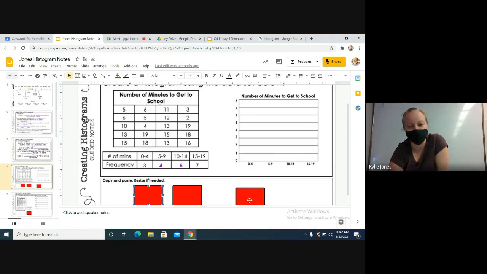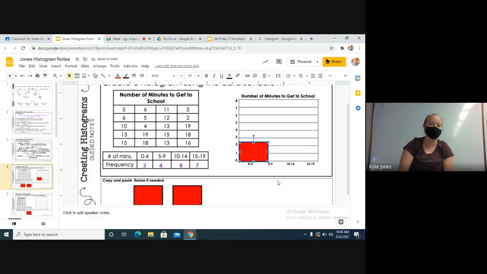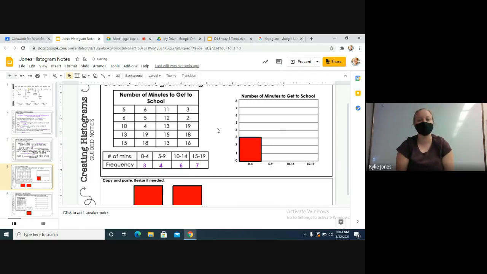Okay, so our first one, let's take one of these boxes. We need to go between 0 and 4, but it's not the correct height. How many numbers do we see that were between 0 and 4? There were 3, so we're going to make it a little bit skinnier so that it fits, and it needs to be a little bit taller to go up to the 3. So you need a box right there that goes up to 3, because there were 3 kids that take 0 to 4 minutes to walk to school. Because we're talking about how long it takes them to walk to school.